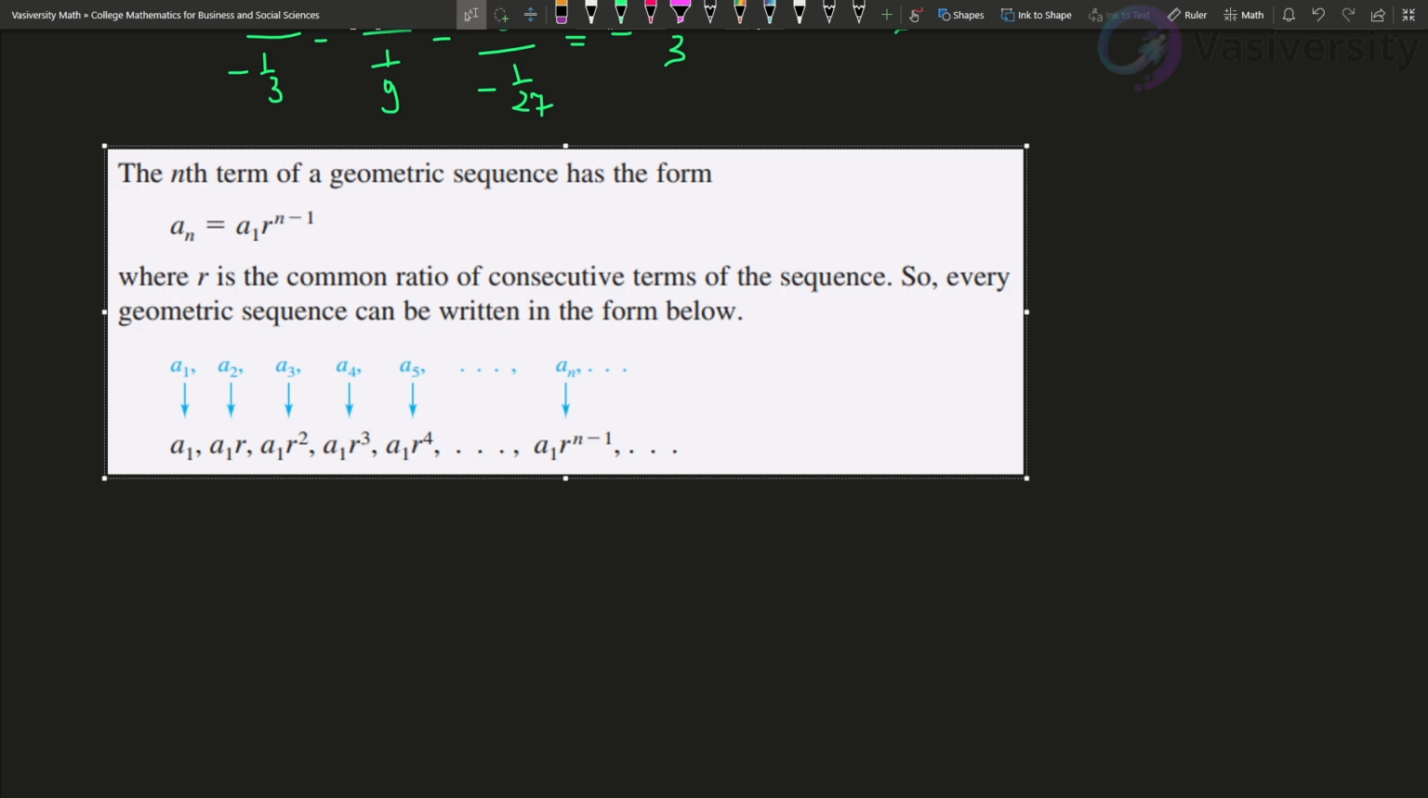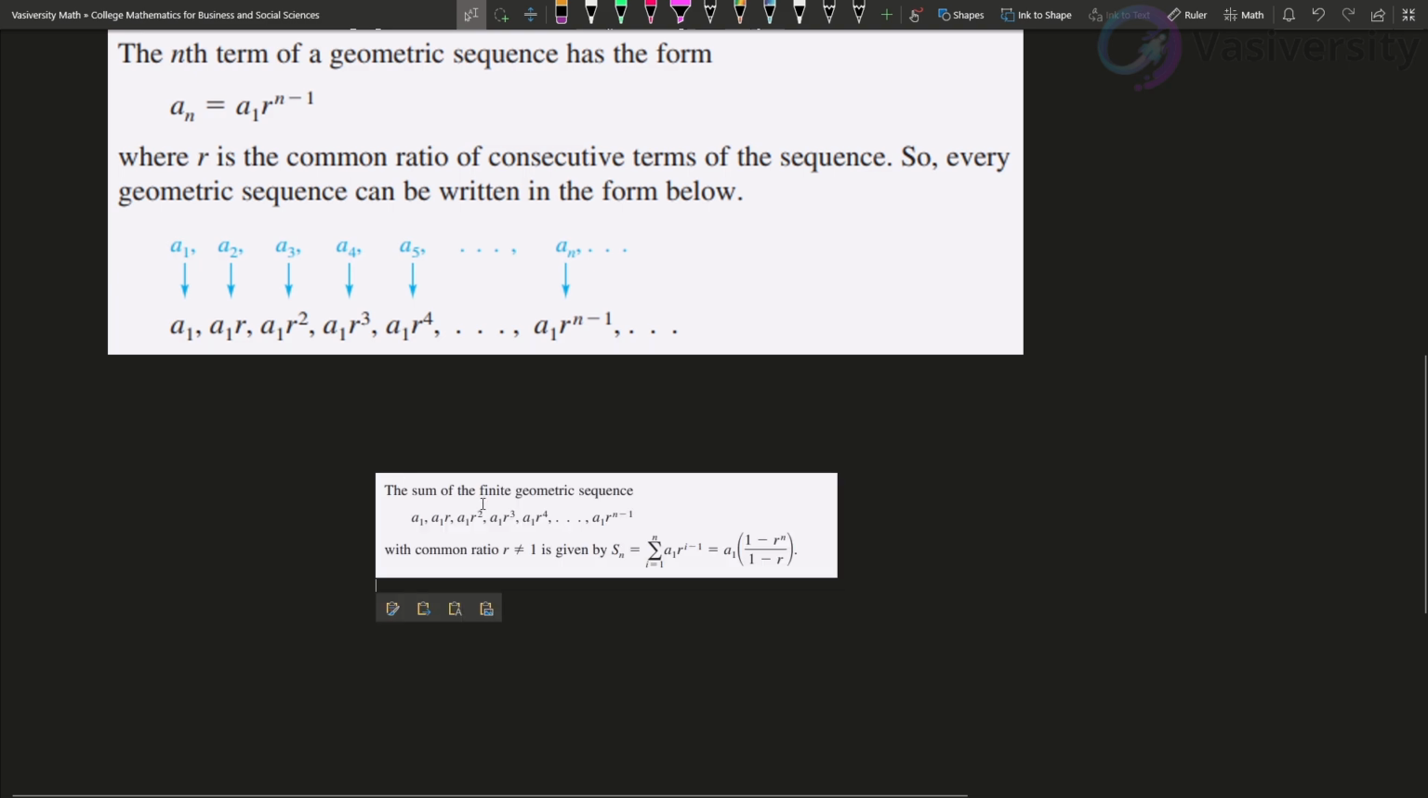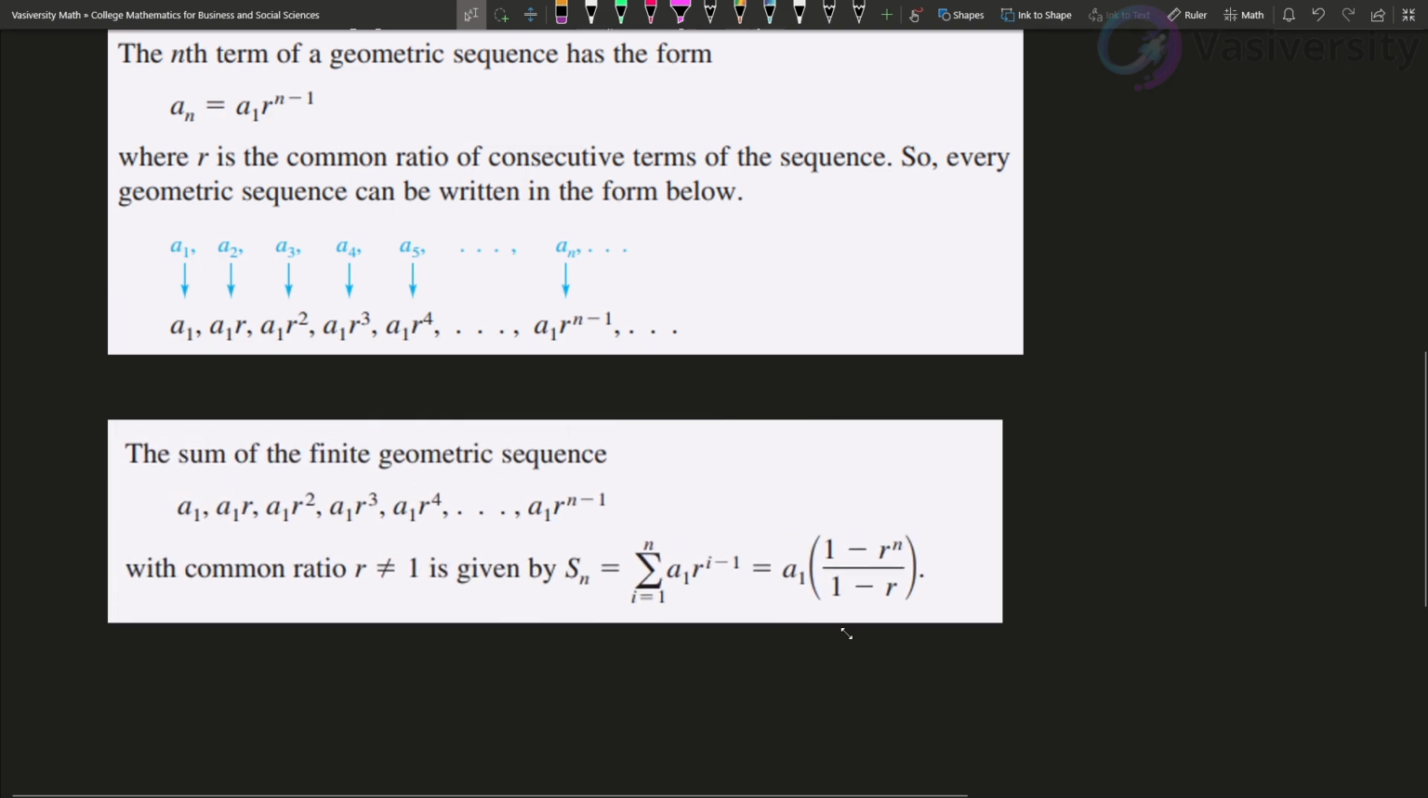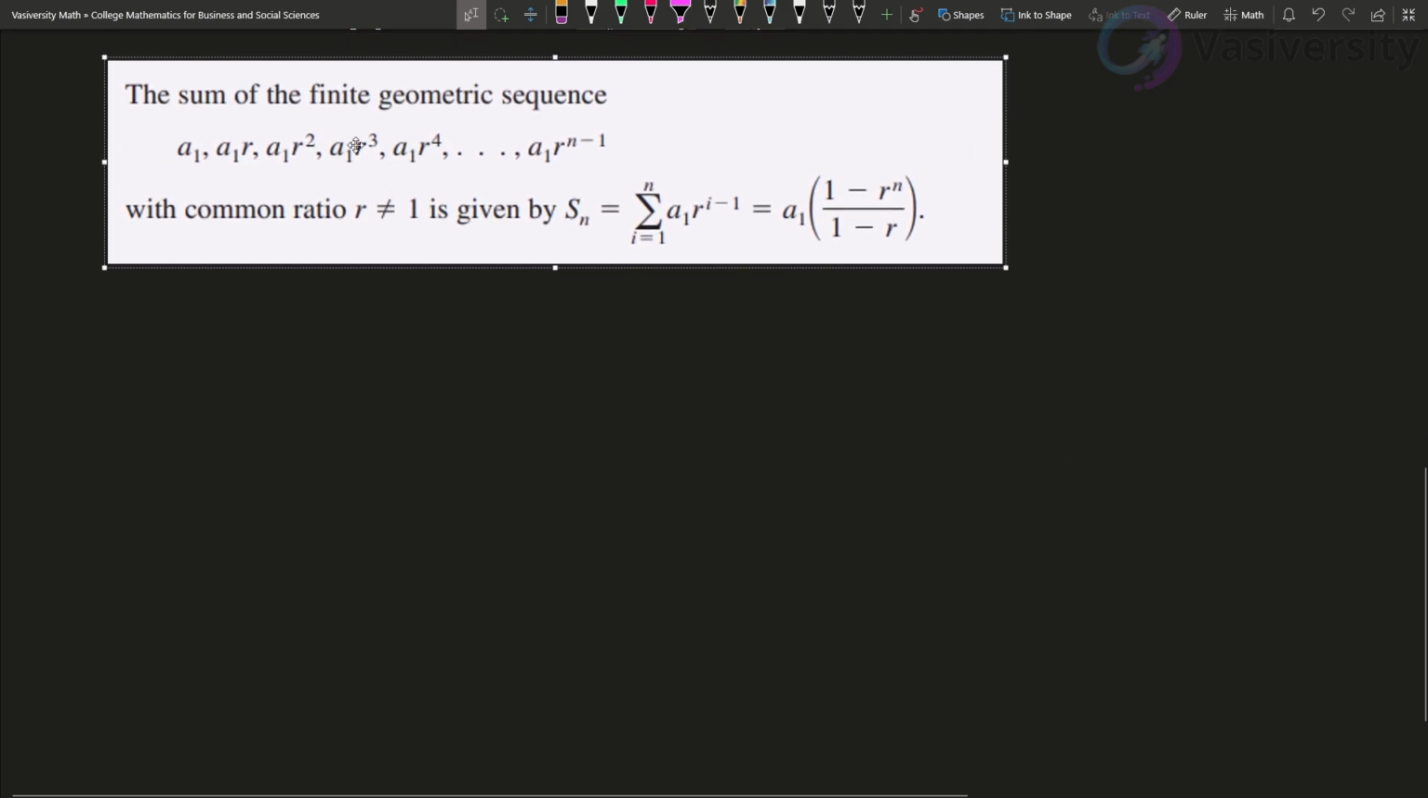Now let's talk about a partial sum of a geometric sequence. The sum of a finite geometric sequence, with a1 as the first term and the common ratio not equal to 1 and not equal to 0, is given by the following formula. So this is the formula if we have a finite number of elements.